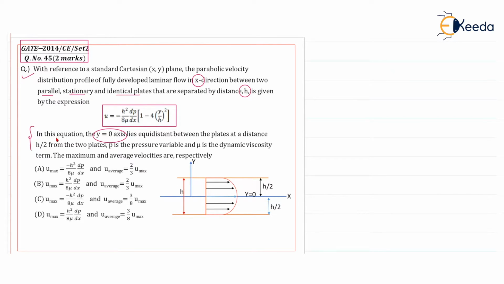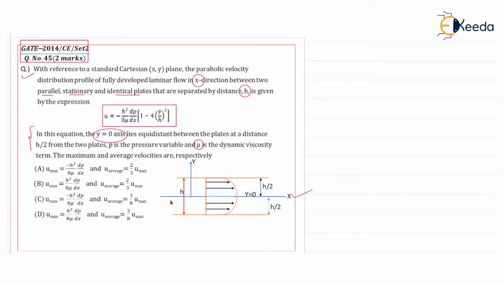Look at this once again. In this equation, y equal to 0 axis lies equidistant between the plates at a distance h by 2 from the plates. So this is the diagram. P is the pressure variable and mu is dynamic viscosity. The maximum and average velocities are respectively.